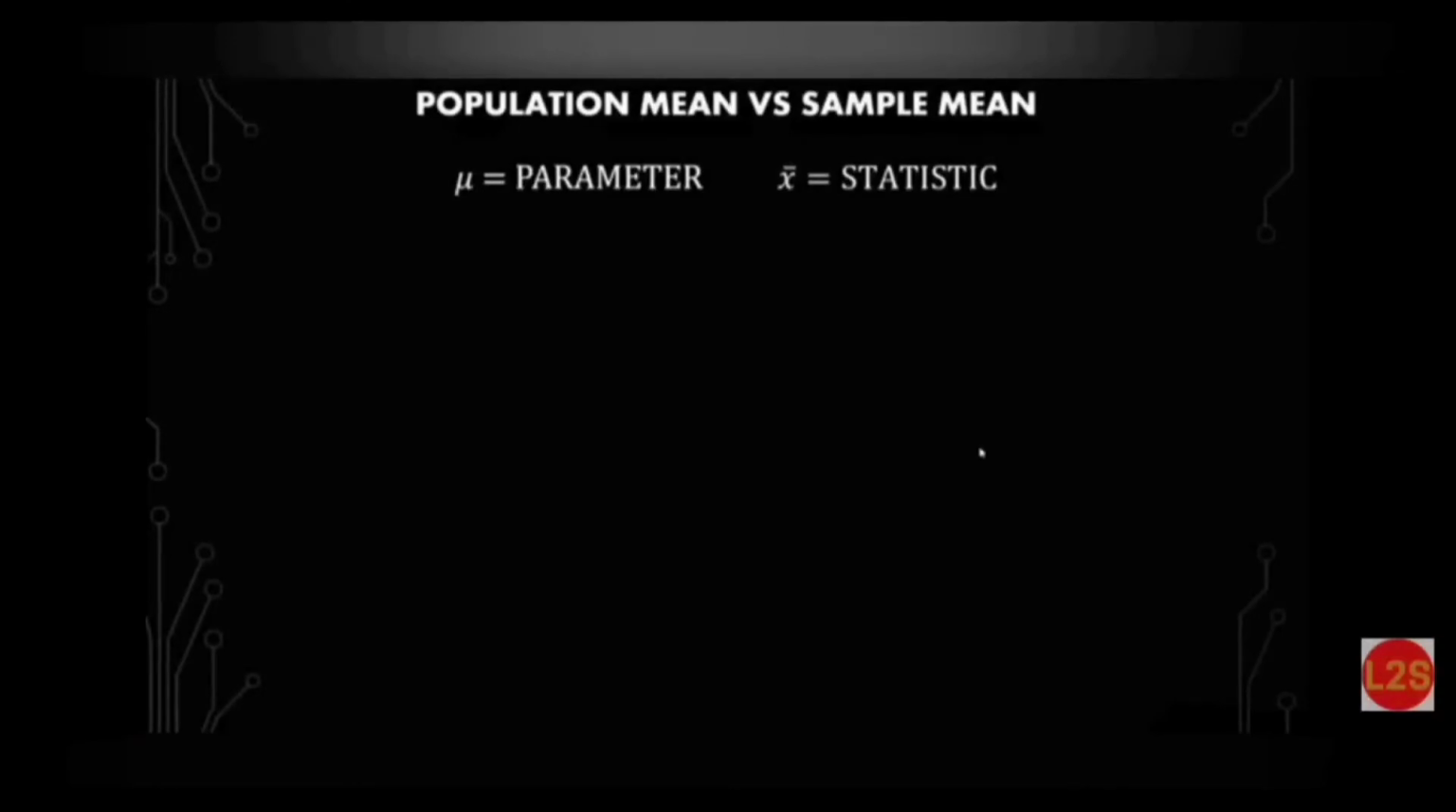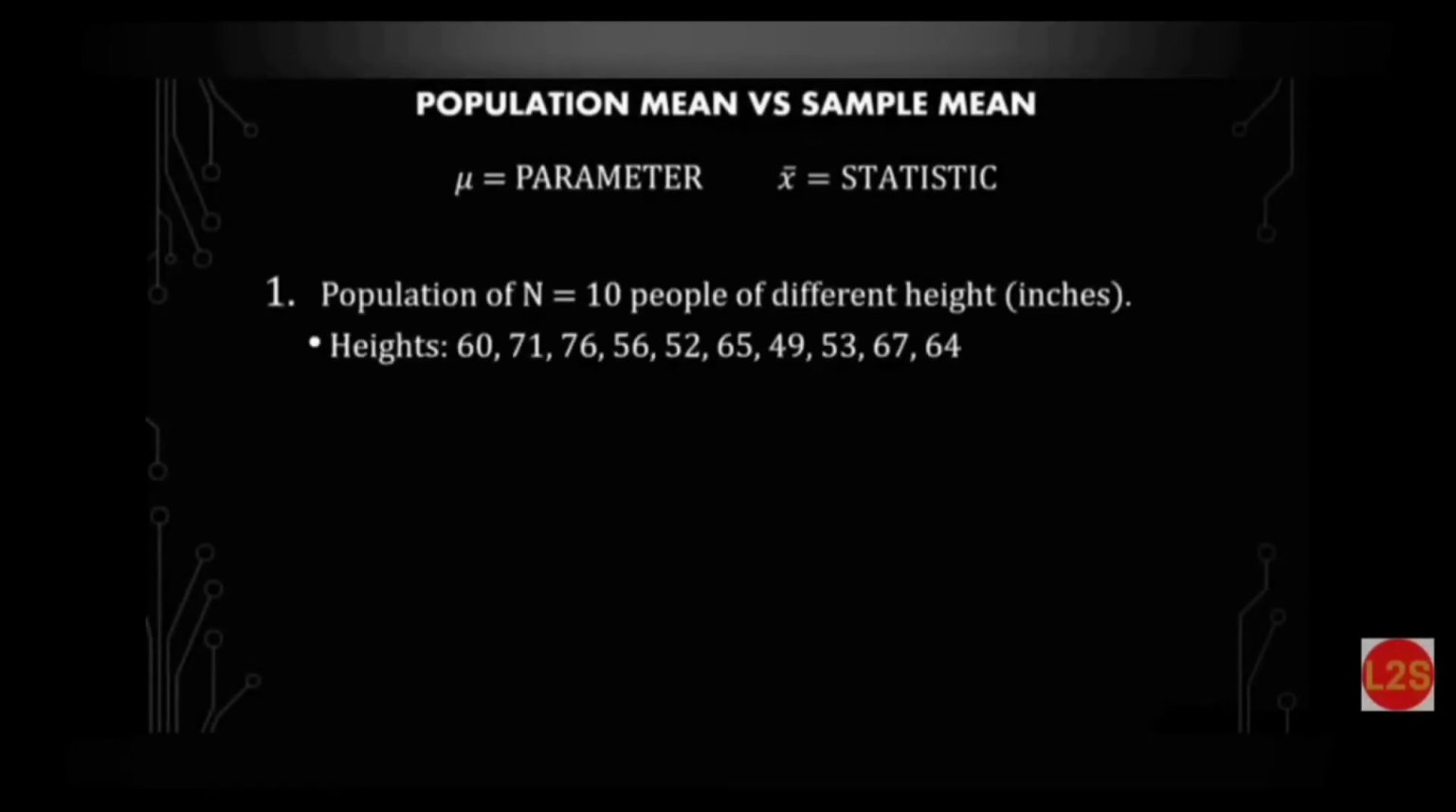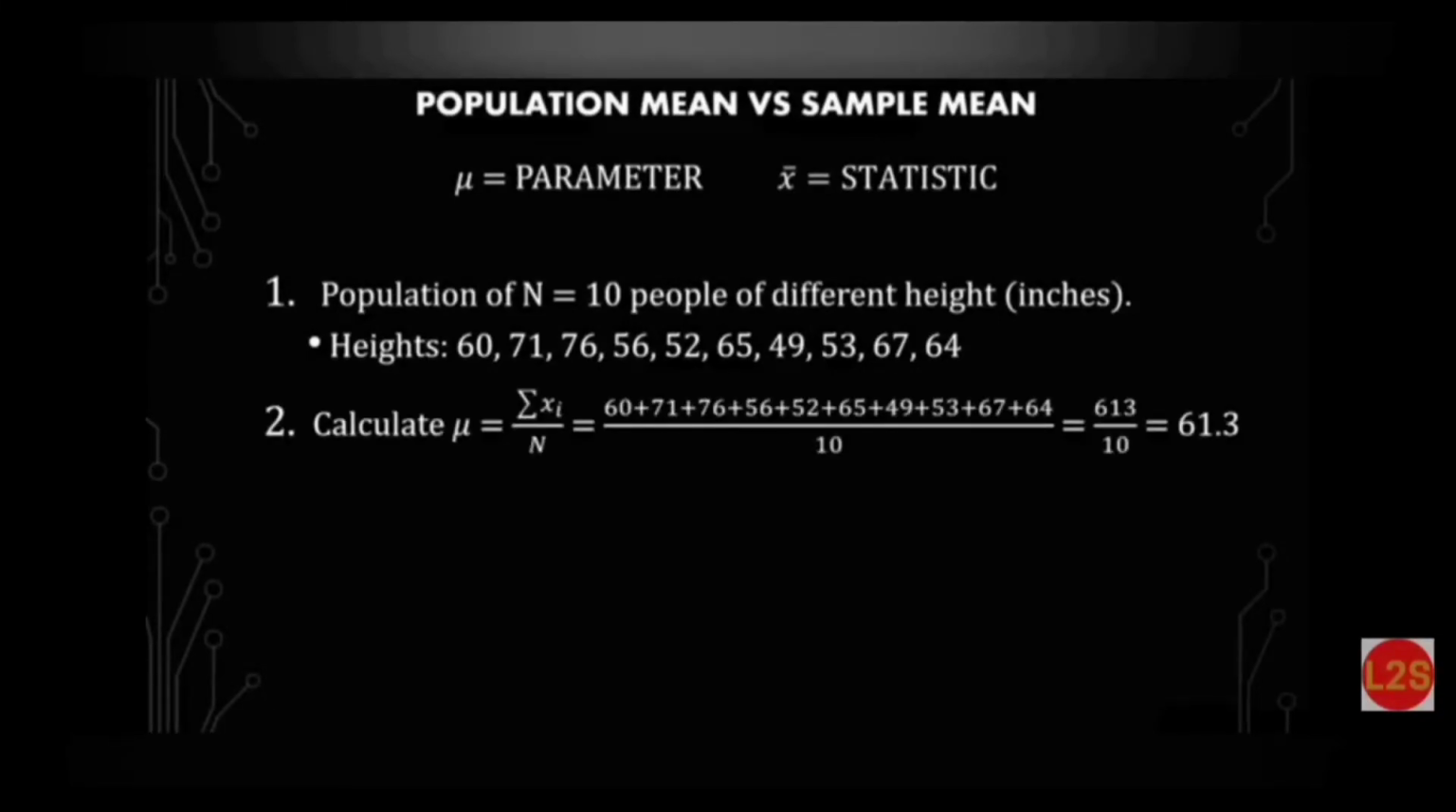For visualization, I'm going to be using a fairly simple population. It's only going to be a population of 10 people of differing heights, and so here's the numbers of the heights. So how do you go about calculating that? The calculation for mu is the summation of each x divided by capital N. So capital N in this case is 10, and then for the summation we have 60 plus 71 plus 76 plus 56 plus 52 plus 65 plus 49 plus 53 plus 67 plus 64, which gets you 613 over 10, which equals 61.3. So now we know the parameter mu is 61.3 inches.